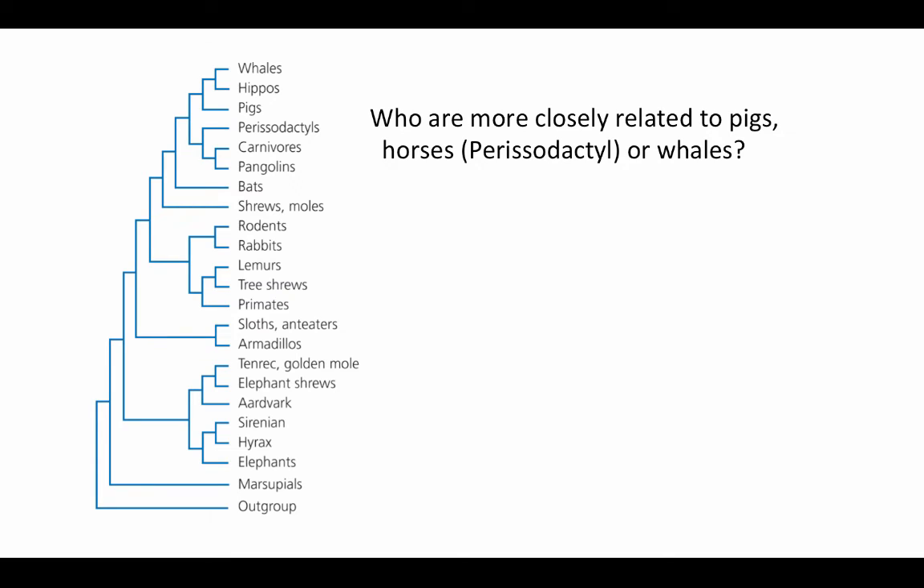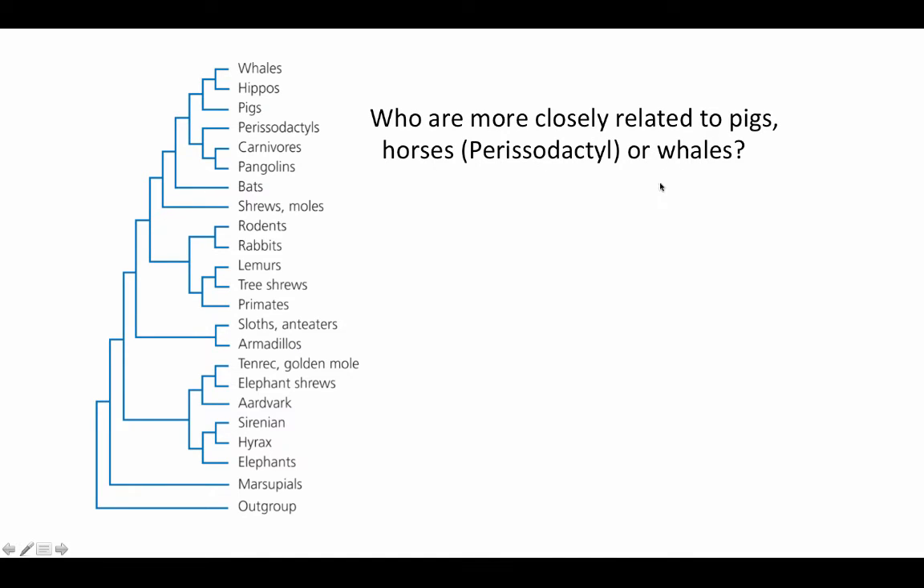Here we have a cladogram of the mammals, so you can see this is a much more complicated phylogenetic tree than the ones we've been looking at. And I've selected a couple examples to show some very common mistakes that people make when analyzing these more complicated cladograms. So let's look at this first question. Who are more closely related to pigs? Horses or whales? Is a horse more closely related to a pig, or is a whale more closely related to a pig?